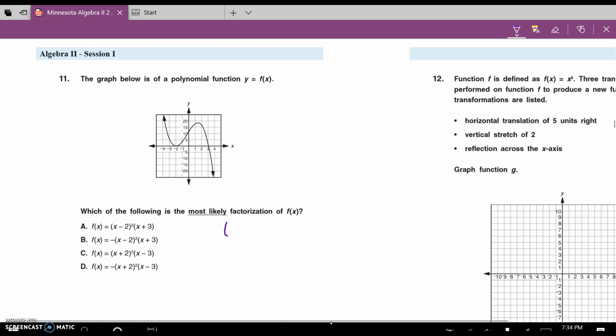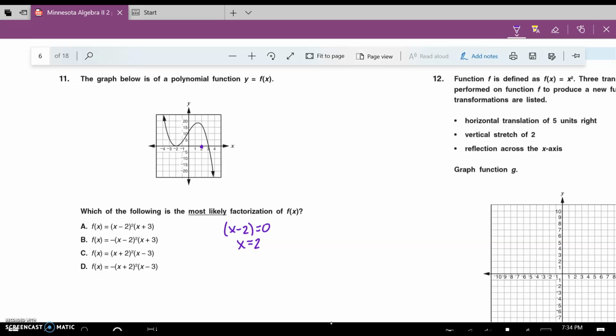So whenever I say x minus 2 equals 0, that means that x would equal 2. So that would mean that it would have to cross right here, which that one doesn't. So that means that A is not our answer. Again, that would mean that B is not our answer. So it'd have to be C or D. Now, the thing that we need to know here is, is it positive or is it negative? Because that's the only difference in C and D.